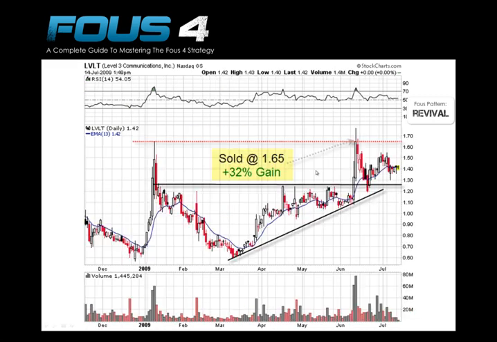So moving forward, you can see here I sold this stock right about at that past price peak at 165. We just got bought in on this breakout, and we just got one huge day that moved up to this past resistance point. So I sold at 165 for a 32% gain.